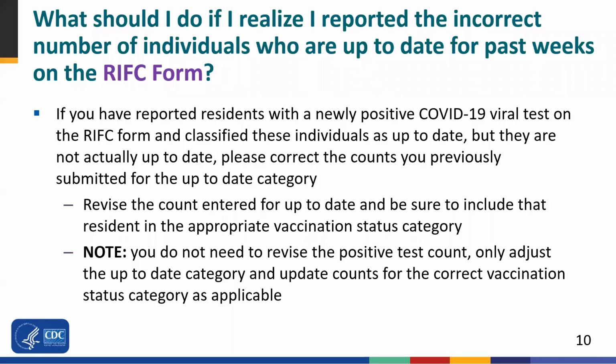So if you have reported residents with a newly positive COVID-19 viral test on the RIFC form within that pathway and classify these individuals as up to date, but they are not actually up to date, please correct the counts you have previously submitted for the up to date category. Just go into that pathway and revise the count entered for up to date, and be sure to include that resident in the appropriate vaccination status category. I also want to make a note here: you do not need to revise the positive test count, only adjust the up-to-date category and update counts for the correct vaccination status category as applicable.